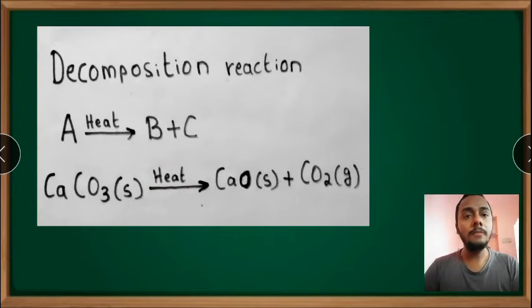Okay, let's see an example. Calcium carbonate dissociates into calcium oxide and carbon dioxide. See, 1 component dissociates into 2 or more components. That is decomposition reaction.